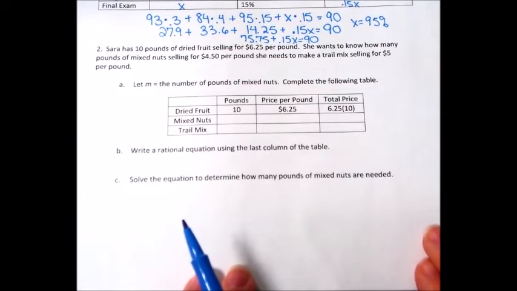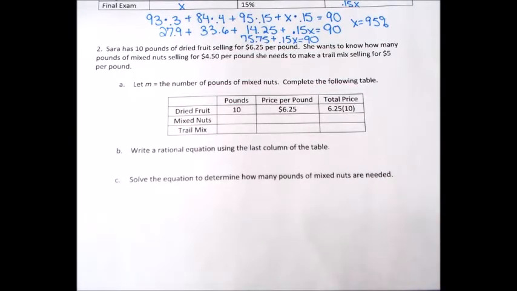Sarah has 10 pounds of dried fruit, and it's selling for $6.25 per pound. She wants to know how many pounds of mixed nuts selling for $4.50 per pound she needs to make a trail mix that sells for $5 a pound. So M is going to be the amount of mixed nuts, and we're going to complete the table here.